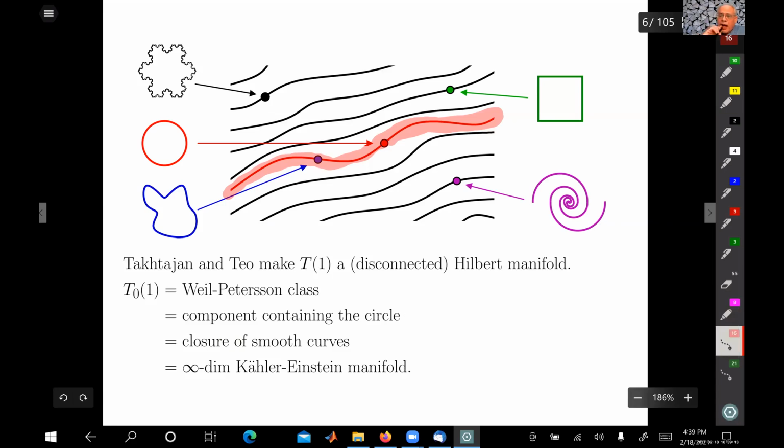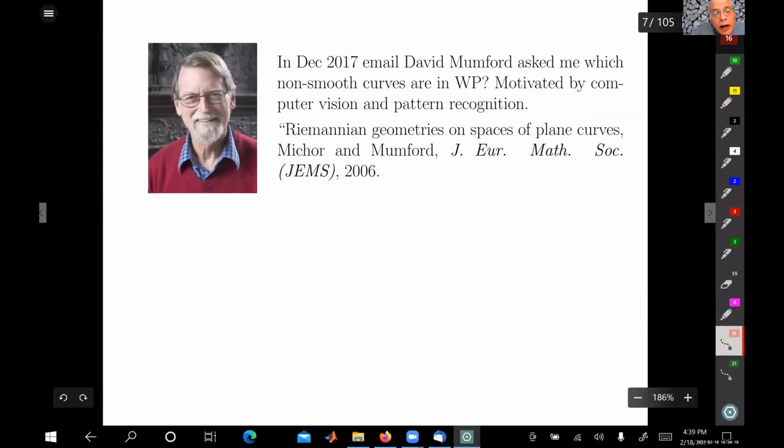Now, I did not start thinking of this because Leon asked me. That might have been a good way to go. But in fact, I first became aware of this as a question from David Mumford. We were exchanging emails about another issue. And he asked me, which non-smooth curves are in the Weil-Petersson class? He's motivated from his work in computer vision and pattern recognition.